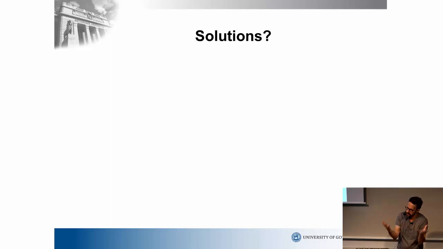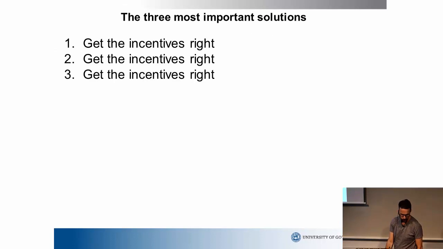So solutions, when I say solutions, I don't mean solutions, I mean ways to reduce the problem of antibiotic resistance, right? I don't think we will have one single solution to this. And I usually say that there are 3 most important solutions that I'm going to talk about here today. The first one is to get the incentives right, the second one is to get the incentives right, and the third one is to get the incentives right. Because in my opinion, that is what this is about, okay? I'm going to try to explain what I mean. But from my viewpoint, as an economist, as a social scientist, it's all about incentives, okay?